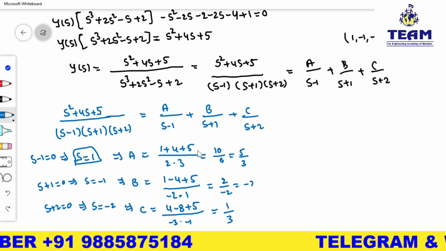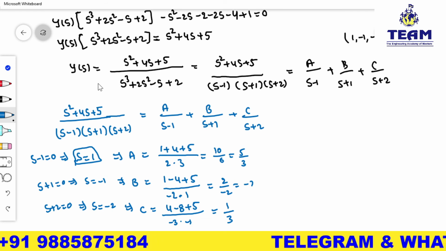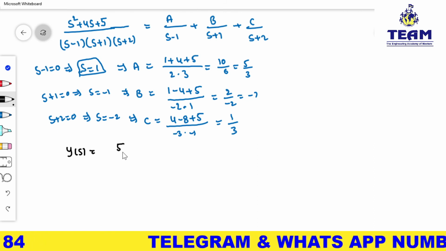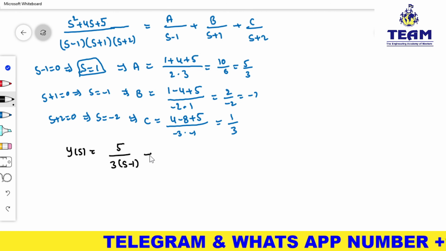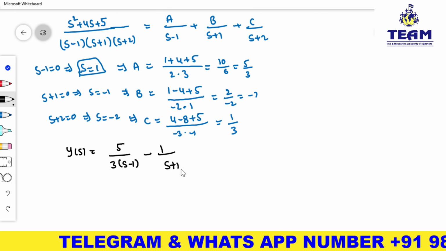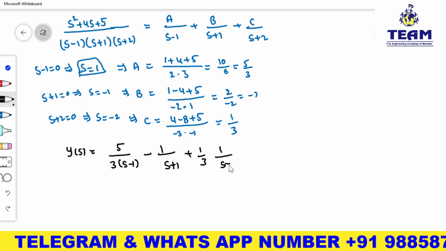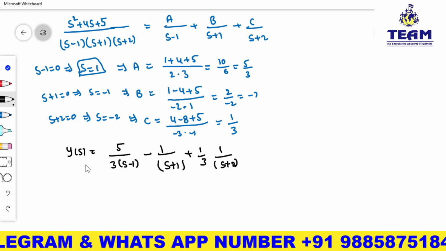Now I know the values, A value, B value, C value. Now you substitute this A, B, C value in this equation. Then you will have y of s is equal to 5 by 3 times of 1 by s minus 1 plus, what about the B? Minus 1 into minus, minus 1 by s plus 1. What about the C? 1 by 3 times of 1 by s plus 2. Okay, now what you have to do? This is the function of s.